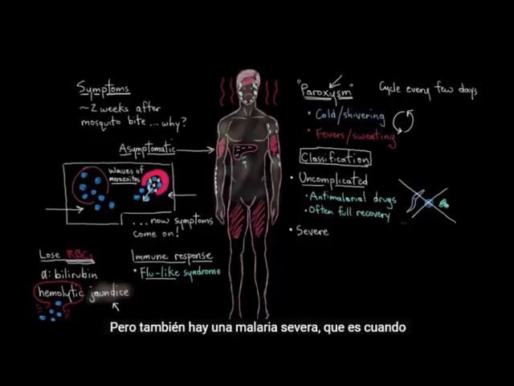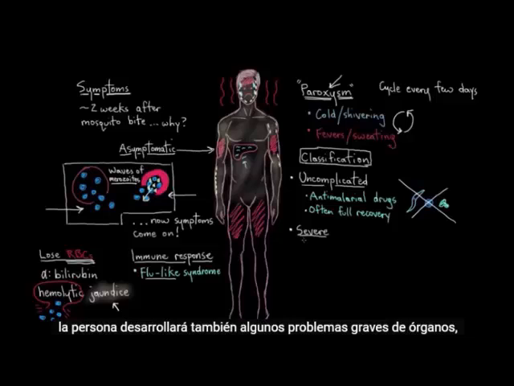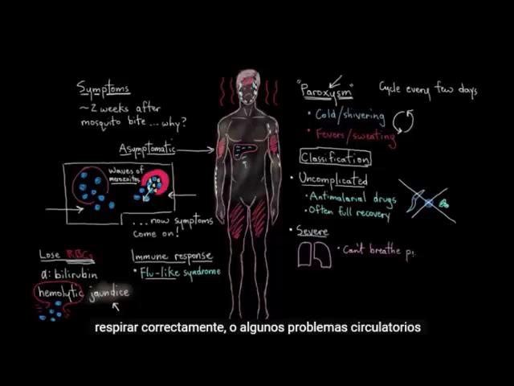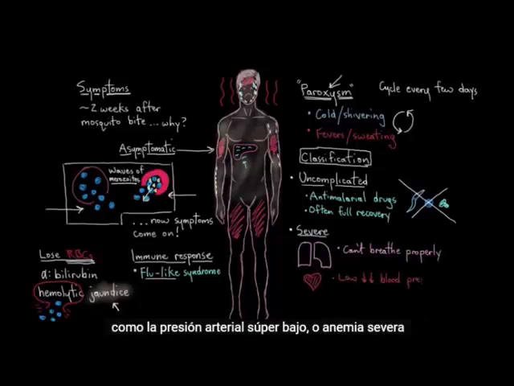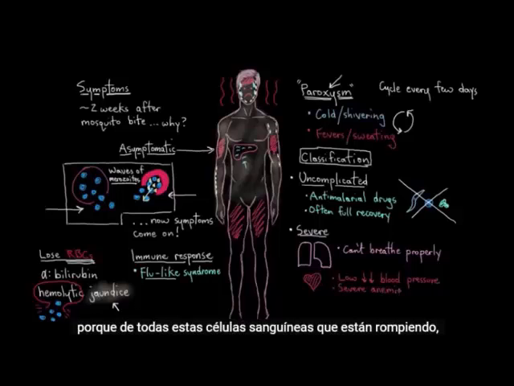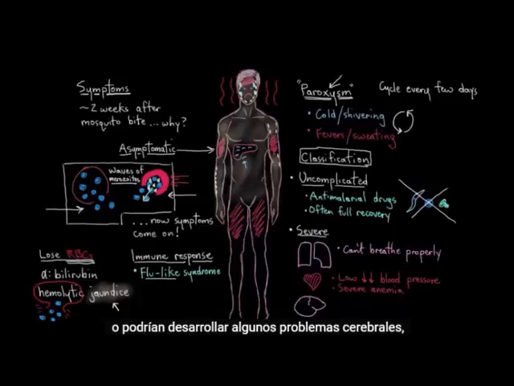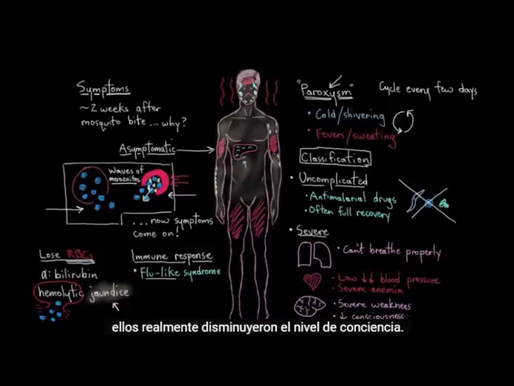But there's also severe malaria, which is when the person will also develop some serious organ problems, like maybe some lung problems so they can't breathe properly, or some circulatory problems like super low blood pressure, or severe anemia because of all these blood cells that are rupturing. Or they might develop some brain problems, which might make the person really weak, or it might give them a really decreased level of consciousness.